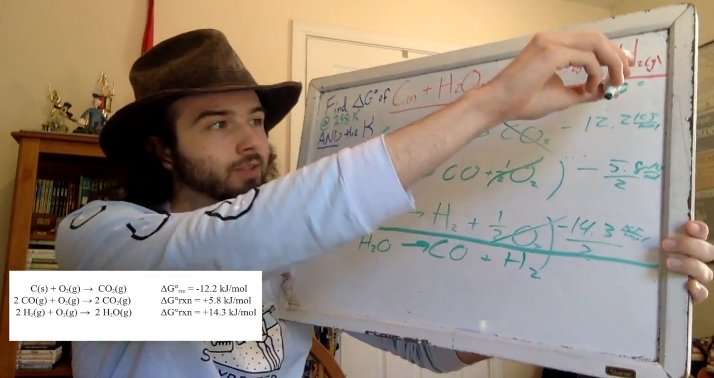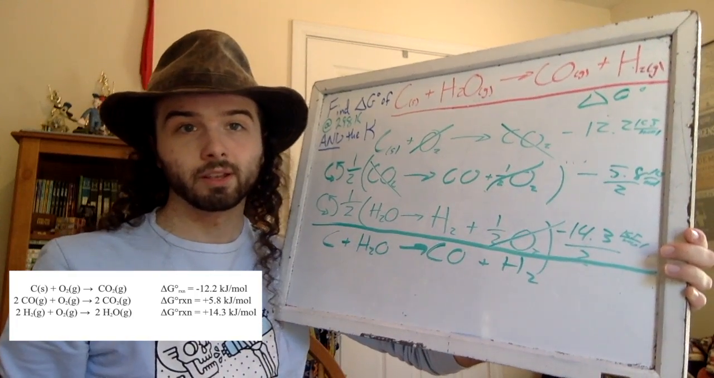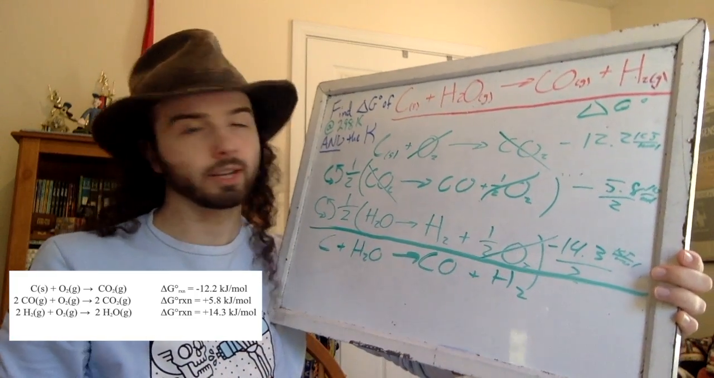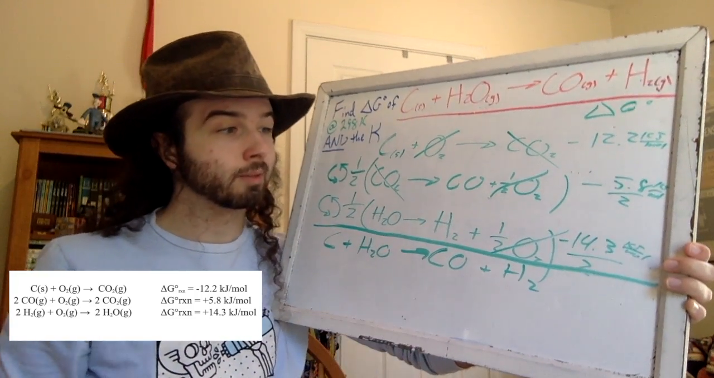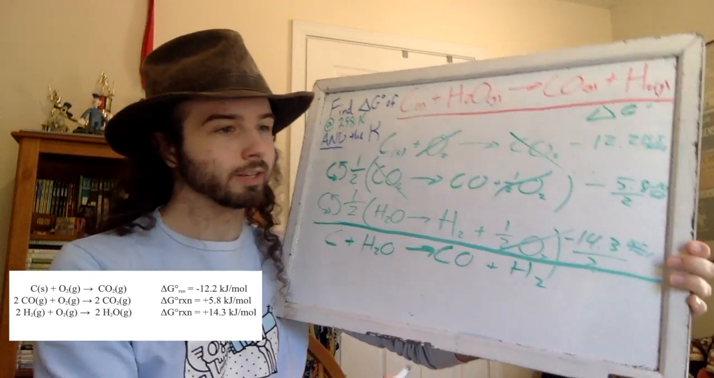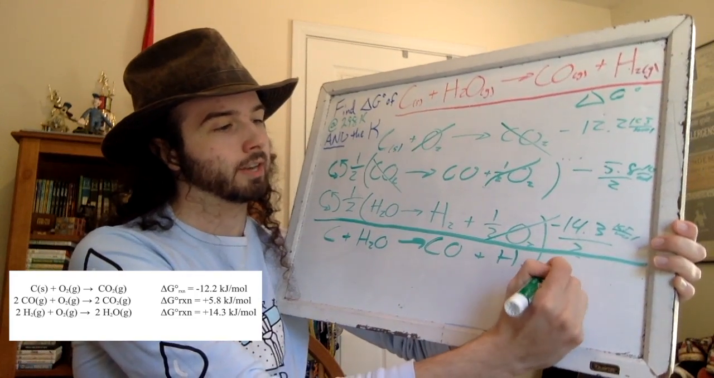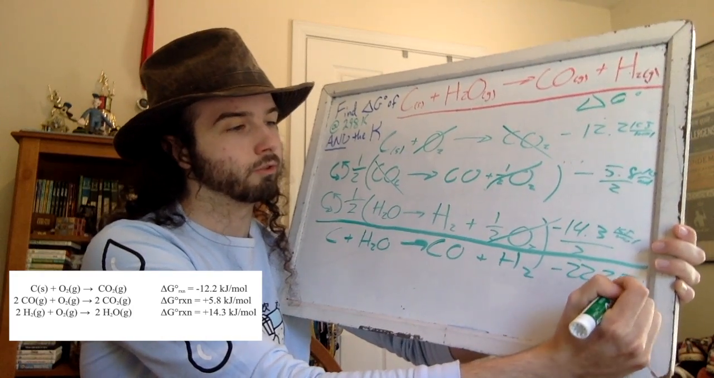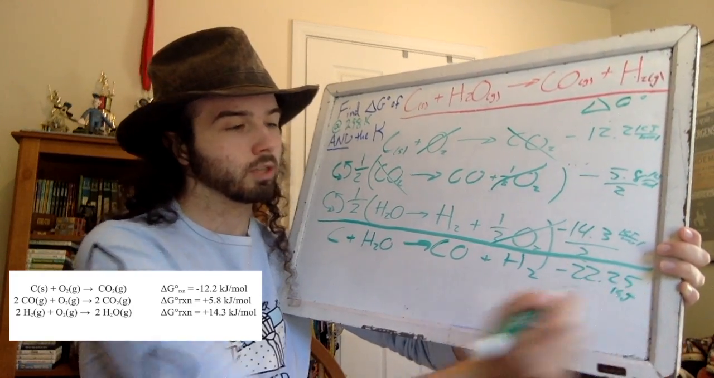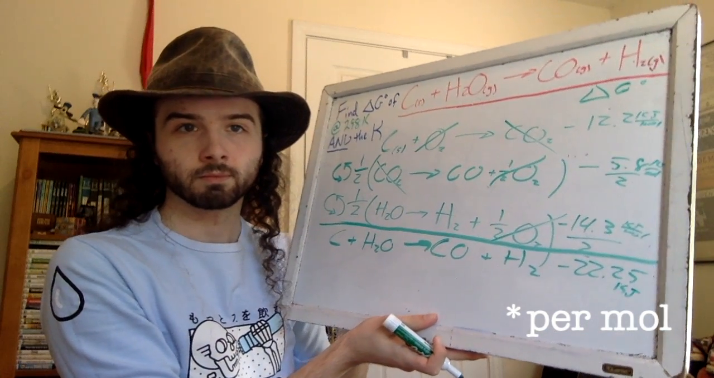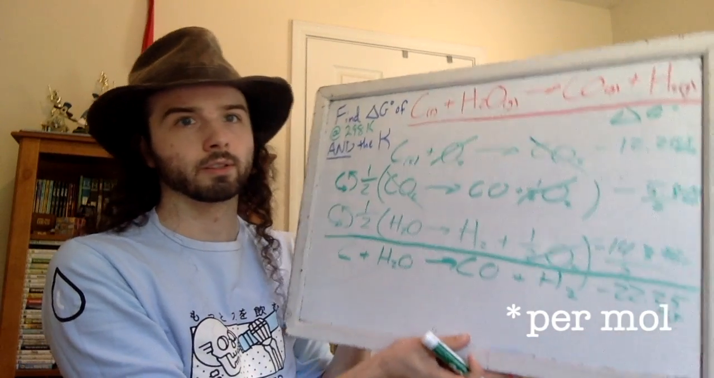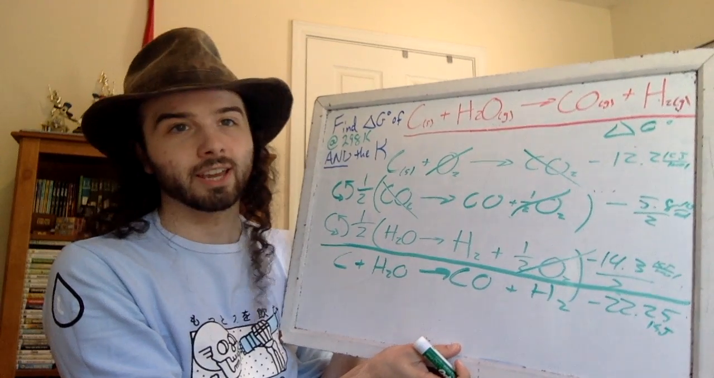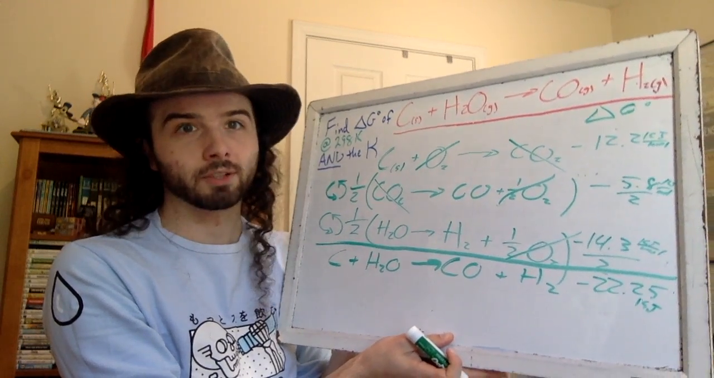But now, what is the number that we get from our delta G? Well, all we have to do is add up straight down what we got. So it'll be negative 12.2 plus negative 5.8 divided by 2 plus negative 14.3 divided by 2, which, if you plug into your handy-dandy calculator, I got 22.25 kilojoules. Okay? But are we done? Let's go back up to the top. It says find the delta G naught of our reaction and the K.